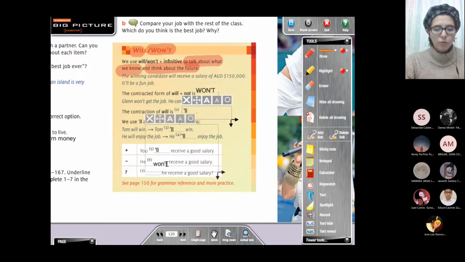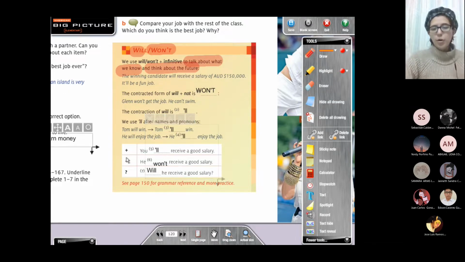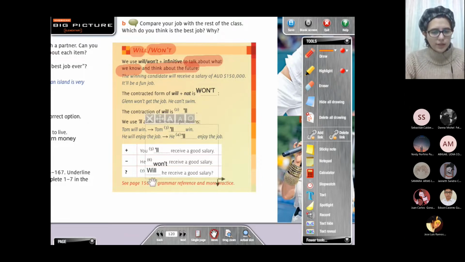Perfect. And for question, how are we going to write it as a question? Will he receive a good salary? Yes. Thank you so much, Edson. So here you have the 3 options, right? Positive sentences, negative sentences, and question. You'll receive a good salary. He won't receive a good salary. Will he receive a good salary? Okay, so now that we know this, let's continue.